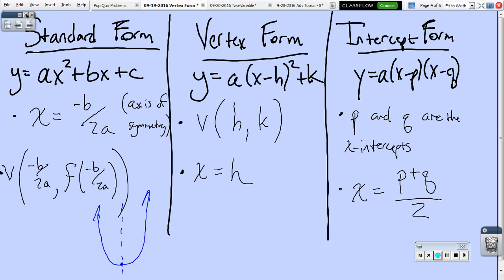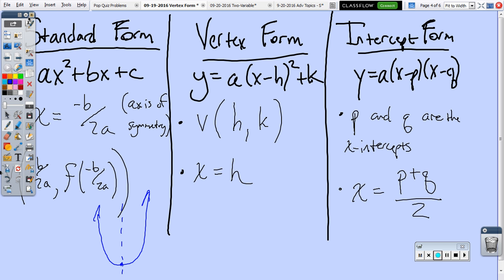Let's be clear about what this means. In vertex form, you're given h and k of the vertex, and x equals h is the axis of symmetry. And this would be the axis of symmetry for this one.